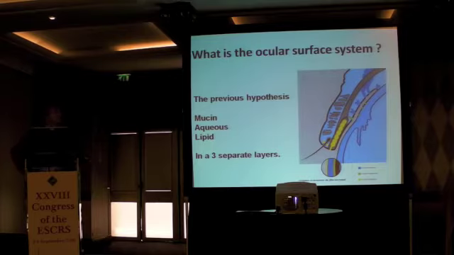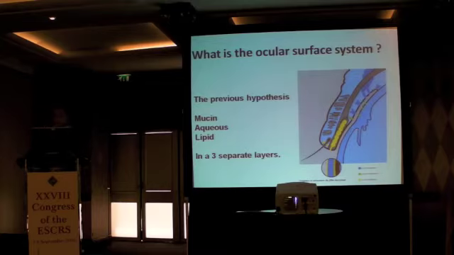So after the syndrome, the anatomical aspect, that means what is the ocular surface also. It's a very classical view of this ocular surface and probably a little bit old view. That means the three separate layers we know very well. Separate layers: mucin, aqueous, and of course lipid, directly down by the meibomian glands on the eyelids.